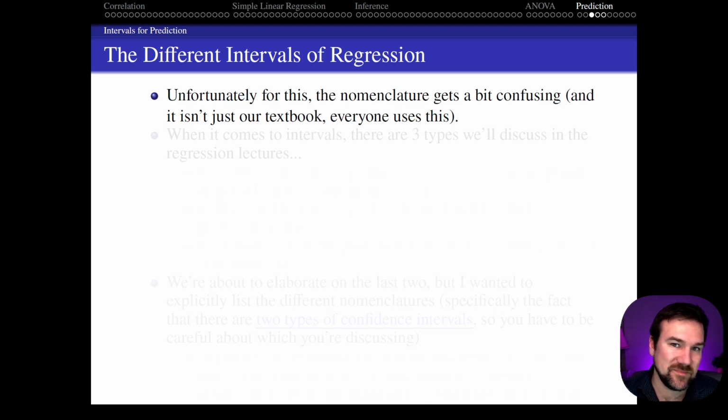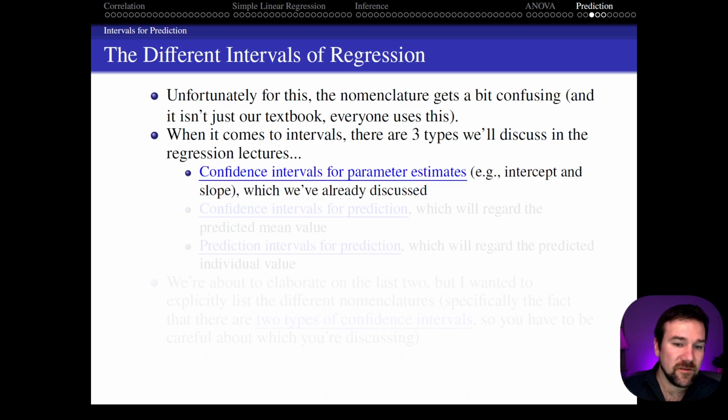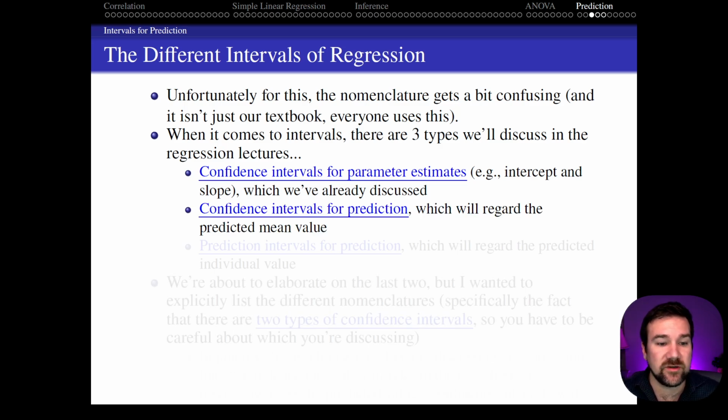But here's the thing. The nomenclature is going to be a little bit confusing. And that's because there are actually 3 types of intervals that have to do with regression. The first one is a confidence interval for parameter estimates. So think of the confidence intervals we did in the inference section. Remember, we built a confidence interval for the intercept and a confidence interval for the slope. That's exactly what we're talking about here. We already did that. That one's done, but that's a distinct type of confidence interval, the confidence interval for parameter estimates.